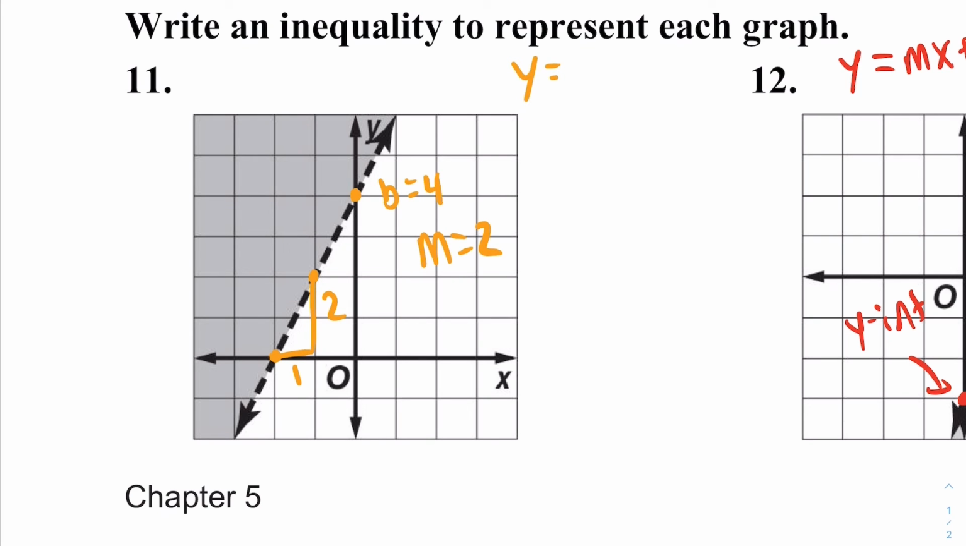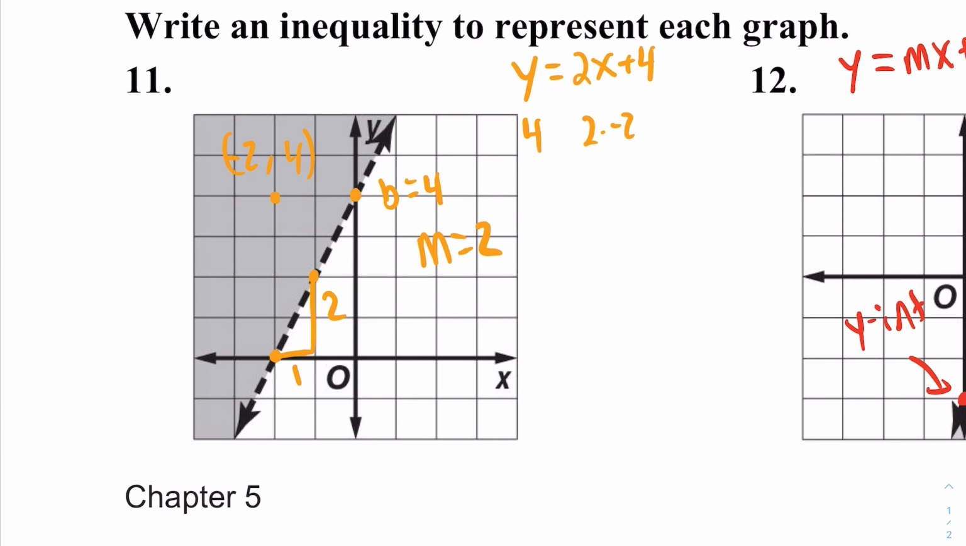Then write it into y equals mx plus b format. So 2 times x plus 4. Then you're going to pick something from the test point area, something that's shaded. I'm going to pick negative 2, comma 4. 4 for y. 2 times negative 2.